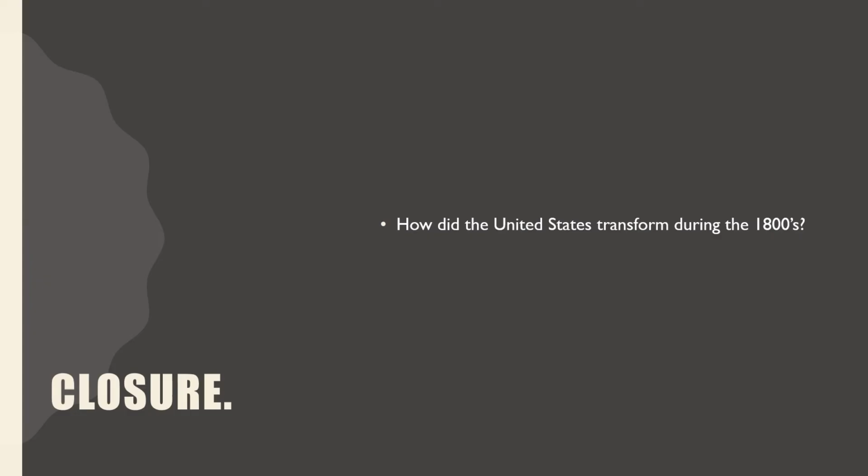Okay, so our closure. How did the United States transform during the 1800s? Think about how the United States expanded. Think about the trouble and issue of the U.S. Civil War, and think about some of the changes that come about because of that, such as the Emancipation Proclamation and Reconstruction, and that'll help you answer your questions.